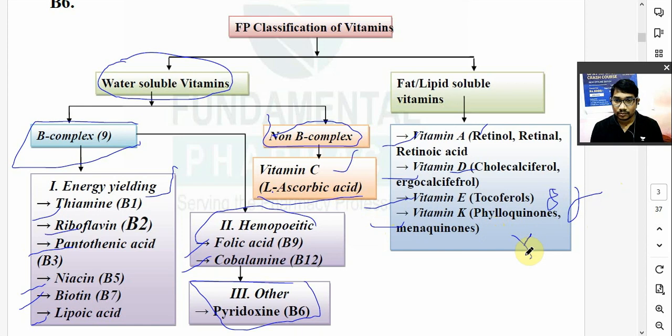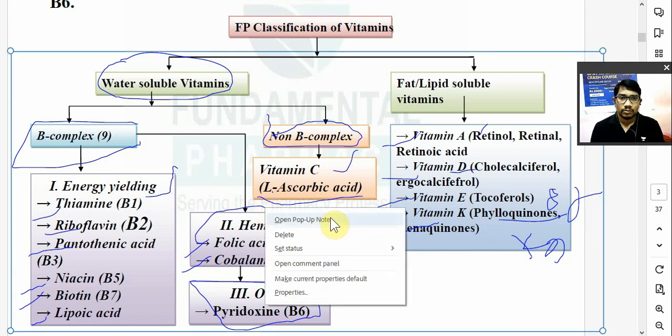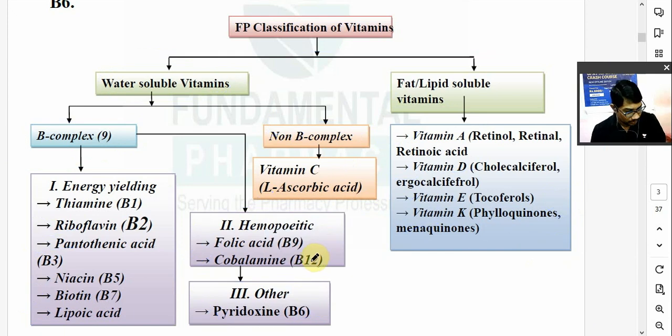Next is the biochemistry of lipid soluble vitamins, so the biochemistry of fat soluble vitamins. We'll see one by one. The first one is vitamin A. Vitamin A is known as retinol. It is a primary alcohol.